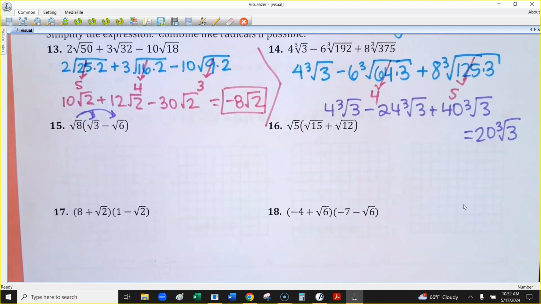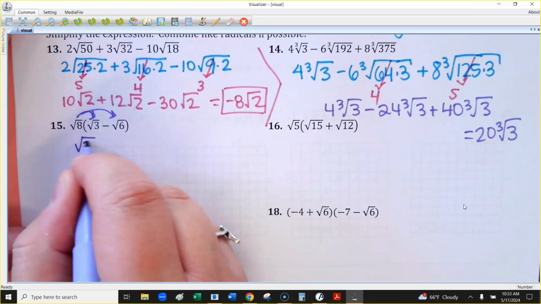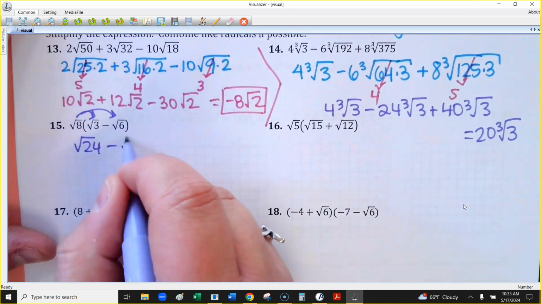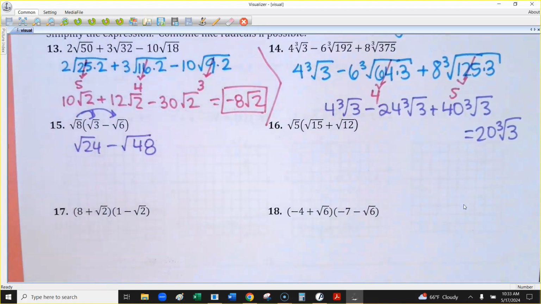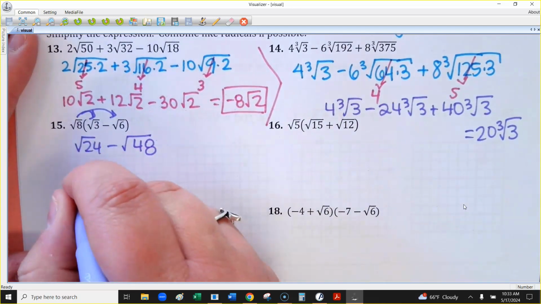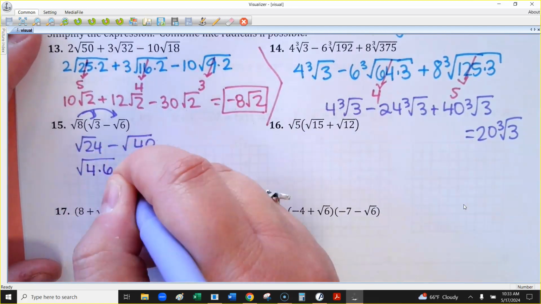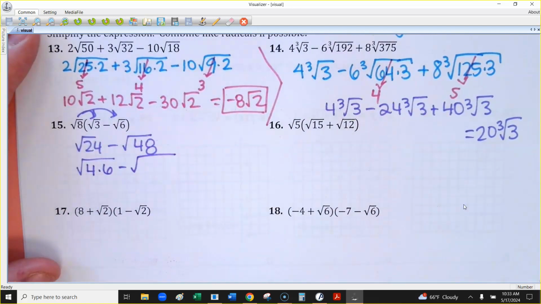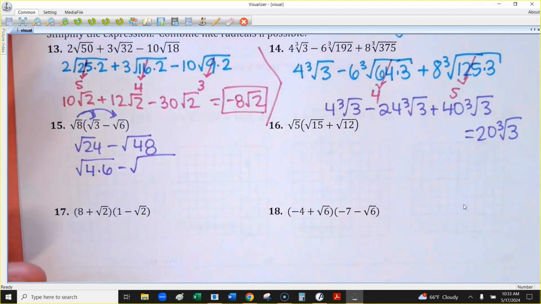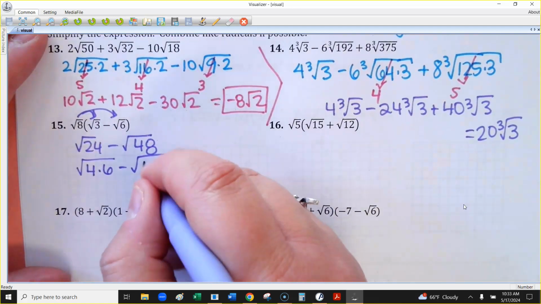Do you remember? 24. Exactly. You just multiply the numbers. So this would be 24, and then minus square root 8 times 6 is 48. Then you're just going to see if we can break them down at all. So 24, biggest perfect square that goes into 24 is 4. And let me think, biggest perfect square that goes into 48, that is 16.